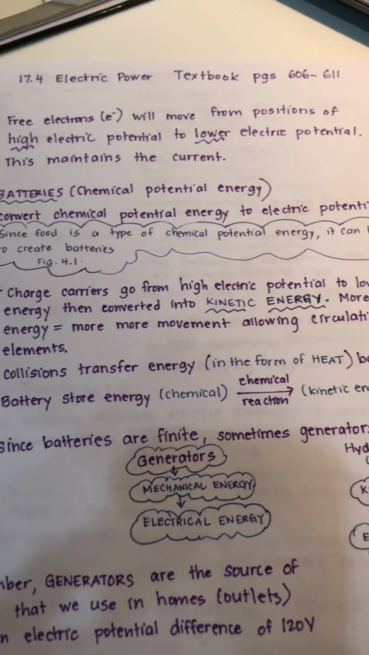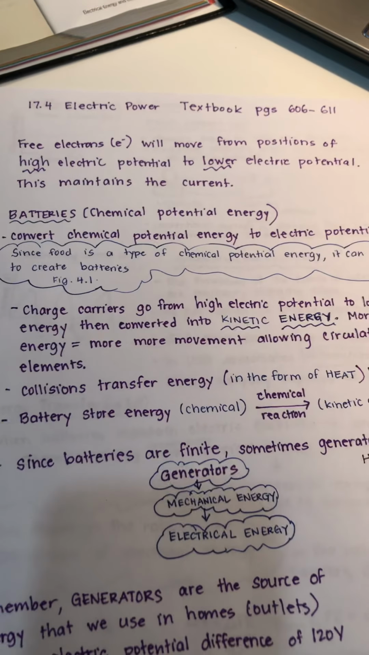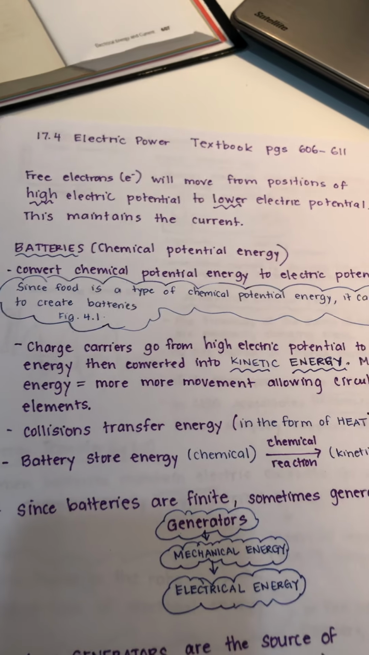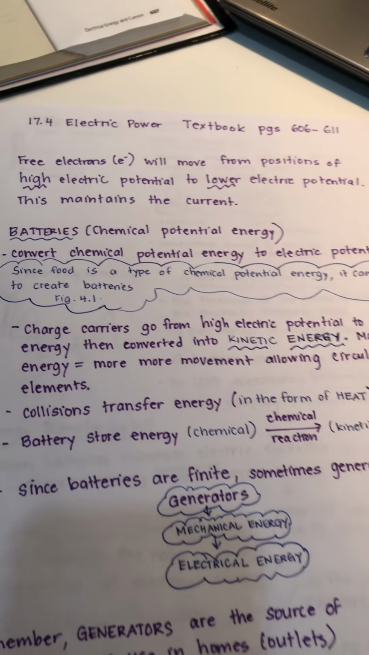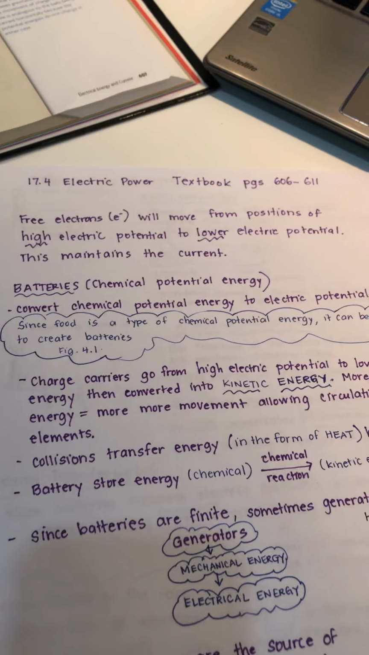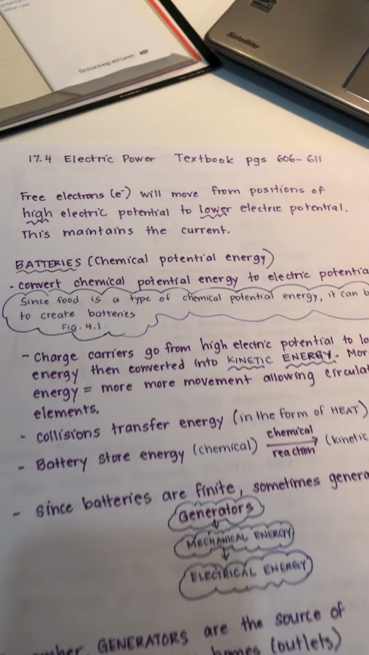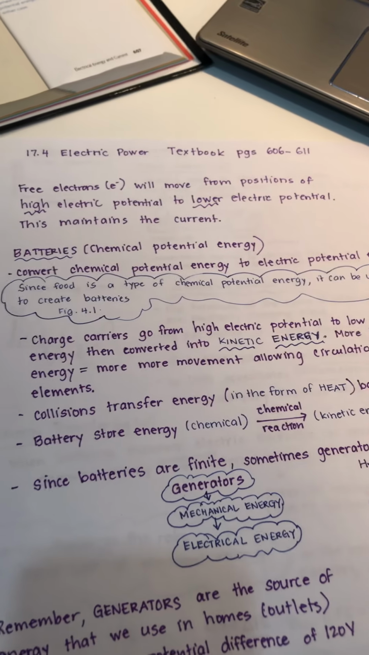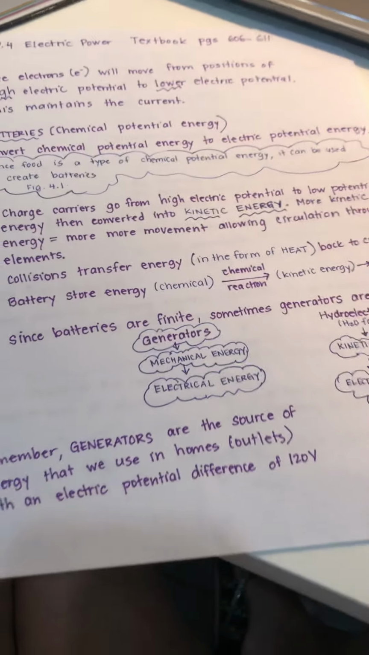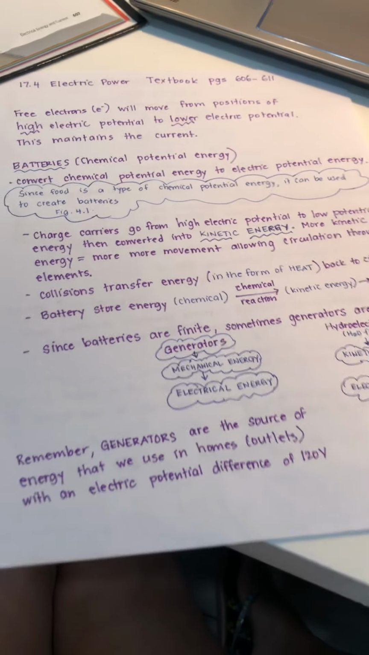So when we're talking about electric power, we are talking about how the electrons generate from chemical energy or some other type of energy, whether it's kinetic, and flow throughout. So basically, free electrons will move from positions of high electric potential energy to lower electric potential, and this maintains the current. So current flow is going from high to low. So we have batteries, which are chemical potential energy. It has some kind of chemical stored inside of it, and it converts chemical potential energy to electric.